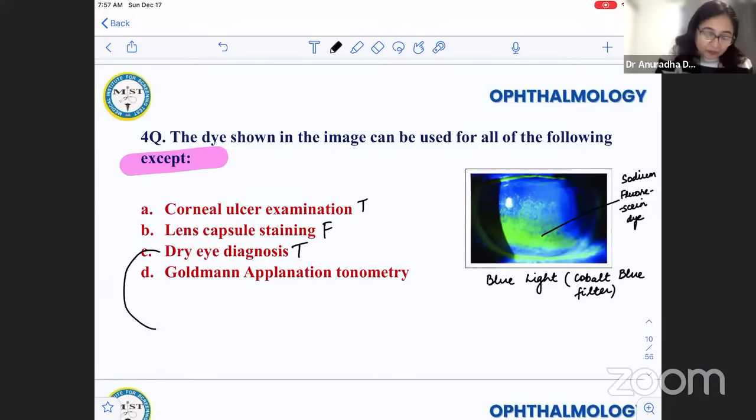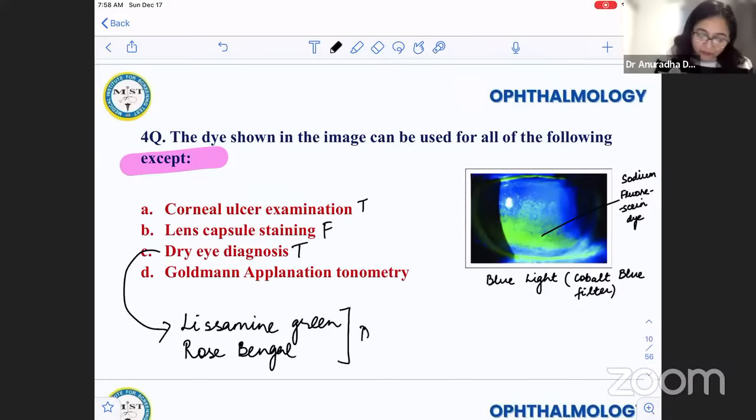The other dyes which are used for dry eye diagnosis, beta, any one of you? The other dyes are lissamine green and rose Bengal. These are the two other dyes which are used for dry eye. So all three, fluorescein, lissamine green and rose Bengal, can be used for the diagnosis, staging and grading of dry eye. Then this dye is also used in Goldmann applanation tonometry.